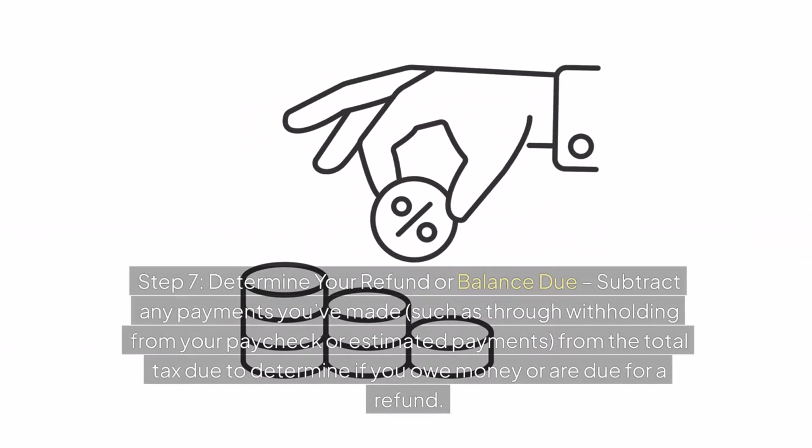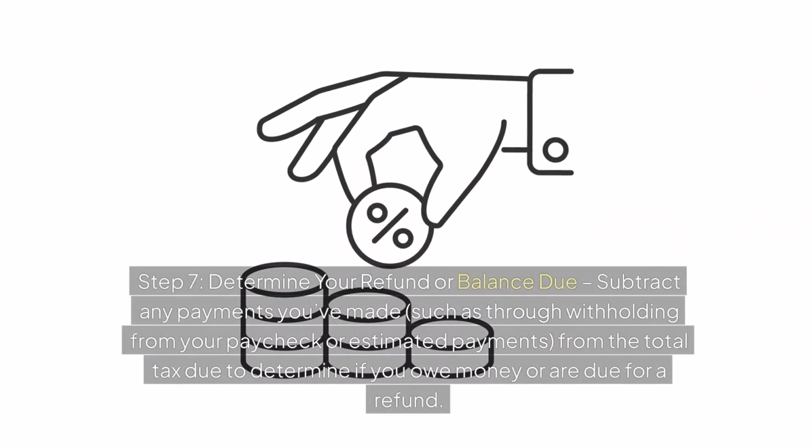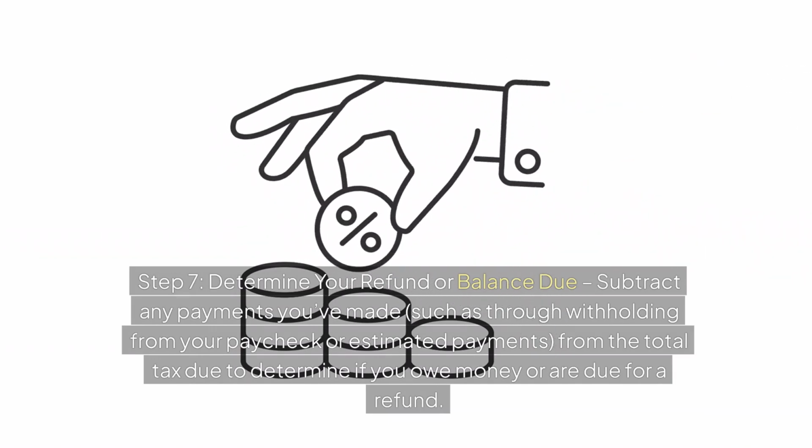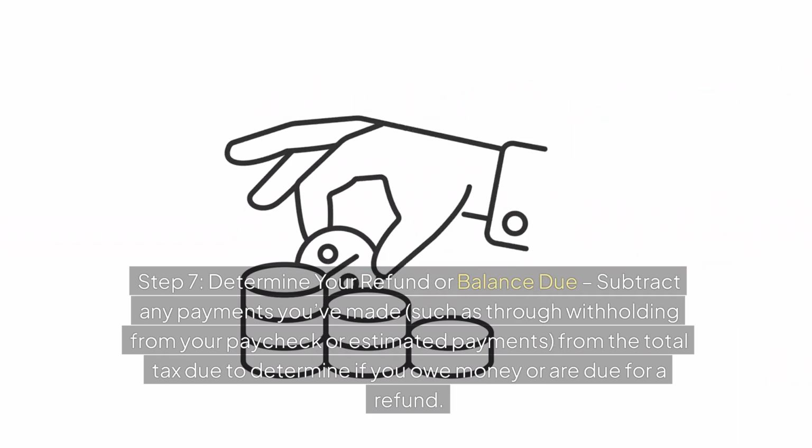Step 7. Determine your refund or balance due. Subtract any payments you've made, such as through withholding from your paycheck or estimated payments, from the total tax due to determine if you owe money or are due for a refund.